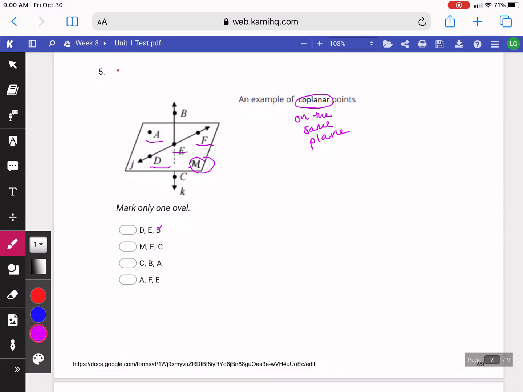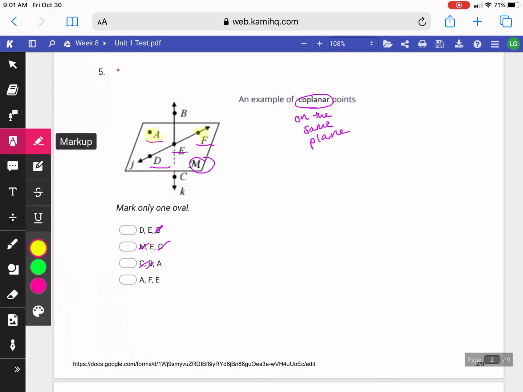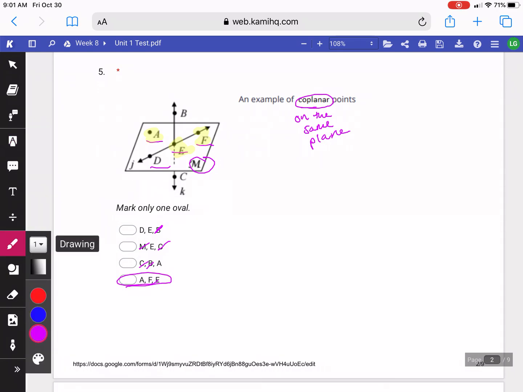The first answer choice has B, so that's wrong. The second one has M and C. M is a plane, not a point. Our next answer choice says C, B, and A. C and B are not on that plane. And the last one says A, F, and E. Since A, F, and E are all on plane M, that would be the correct answer.